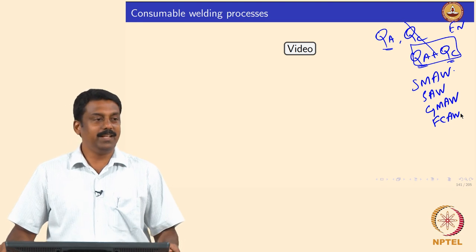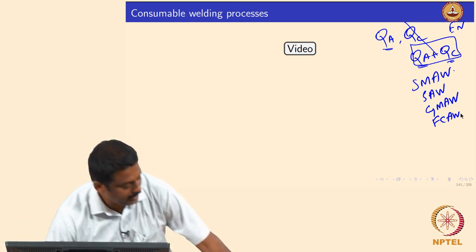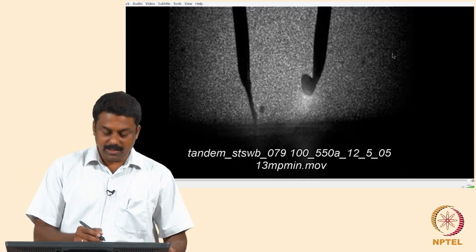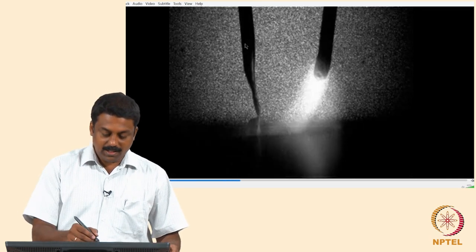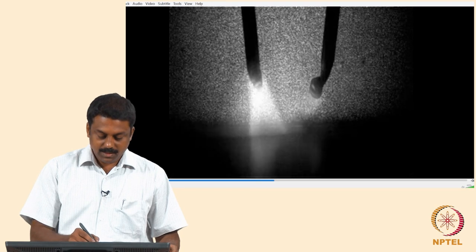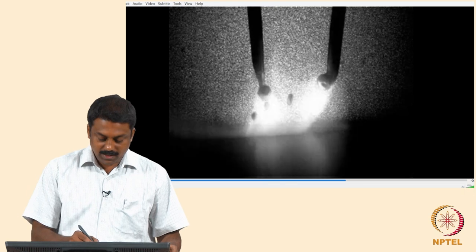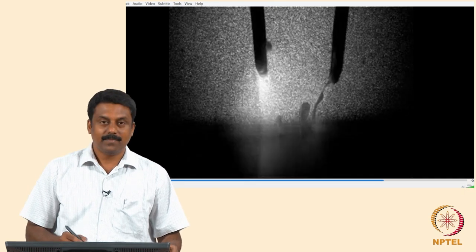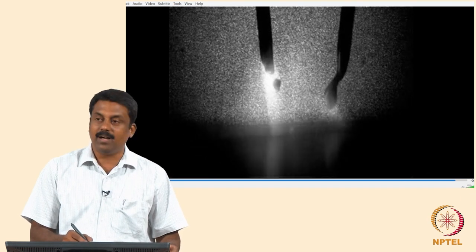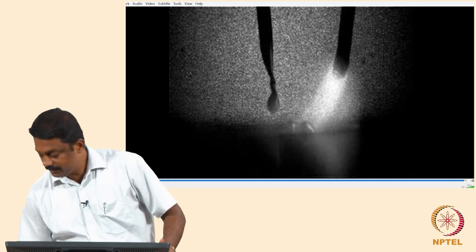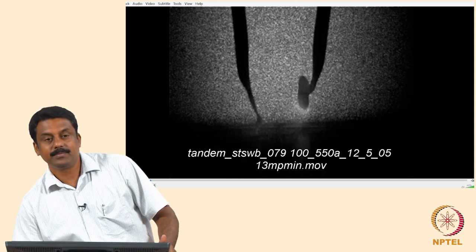Since most of you have not seen the GMAW process, I will show you a video. What we see over here is two electrodes. In this case I used two electrodes to make this video, and we strike an arc between the electrode and the base material. In this case I am doing a pulsing. During this process, the electrode also melts by absorbing heat from the arc, and the molten electrode droplets are transferred to the workpiece.